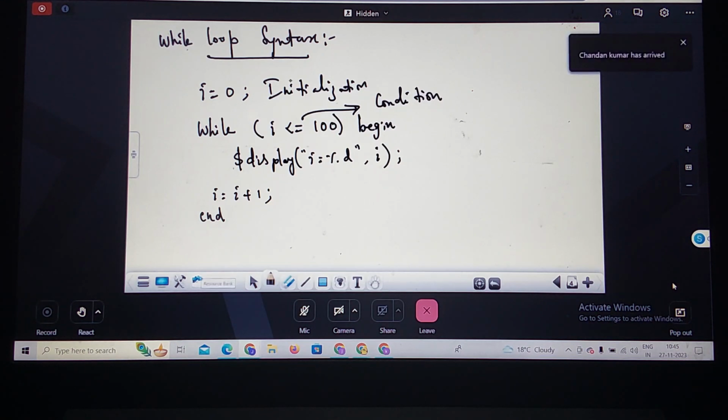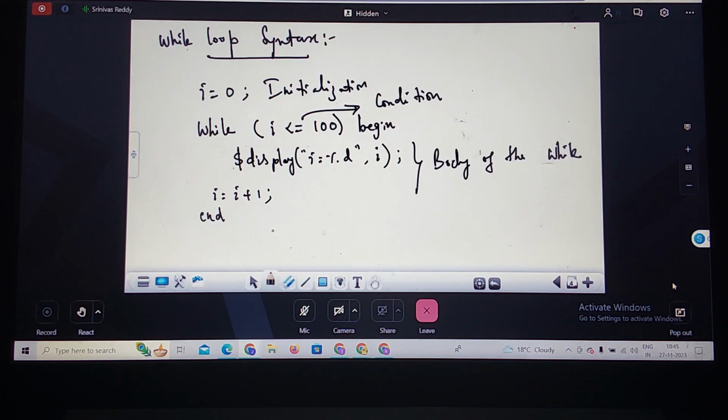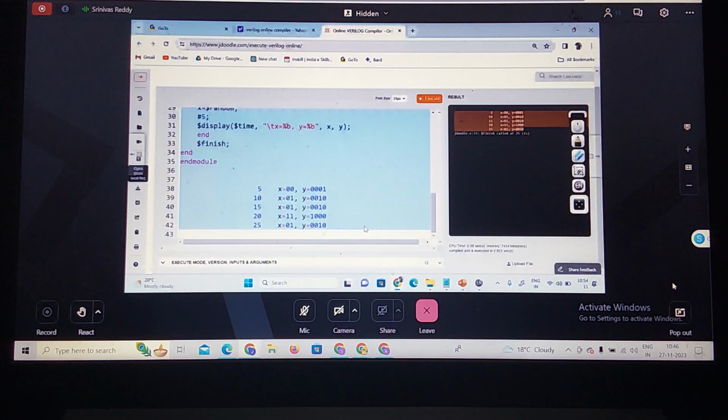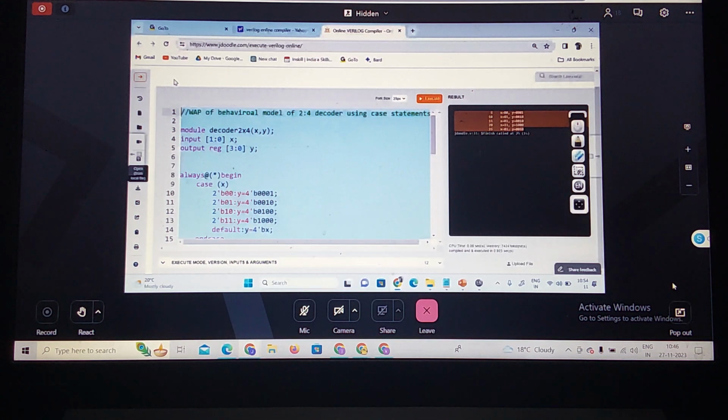Did you understand the syntax? This is the initialization, the condition, and the body of the while. If there are multiple statements, you need to use begin and end. Can you write a simple program to print the numbers from 0 to 100 using a while loop? Write a Verilog program to print the numbers from 0 to 100. Now you understand the syntax, so write a program.